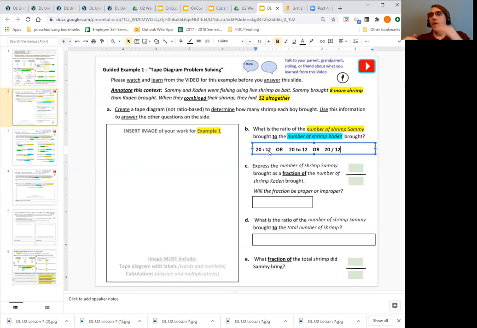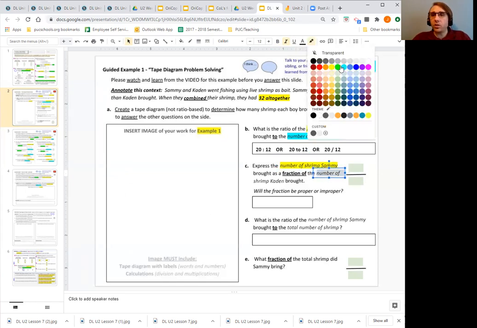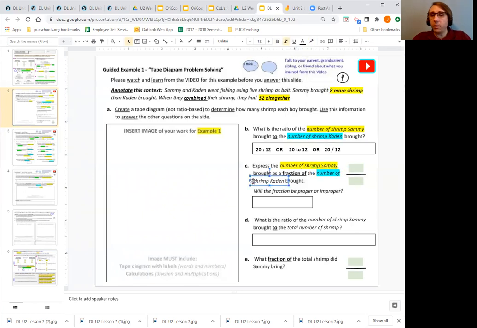or 20 over 12. Next, we're going to represent the number of shrimp that Sammy brought, so that was the yellow, as a fraction of the number that Caden brought. So now, when we're dealing with fractions, the order matters, and so this is saying that we want Sammy's number to be compared to Caden's number, where Caden would be the whole. If we're thinking about a fraction, fractions mean something out of something else. That out of something is the total that you would have.